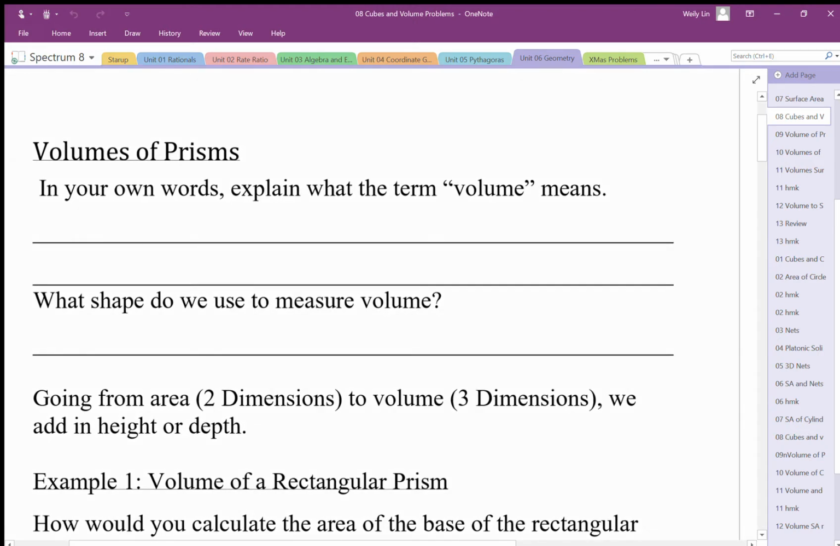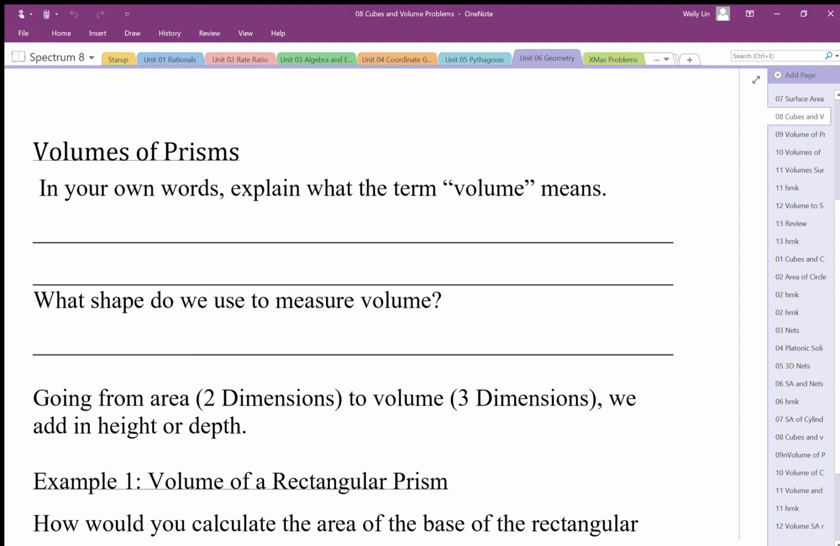So what we're going to do in this unit is really a continuation of the last unit, but we're going to move on to 3D geometry and look more about volumes. We're still going to have to deal with the surface areas of those 3D objects. We're also going to include the volume.